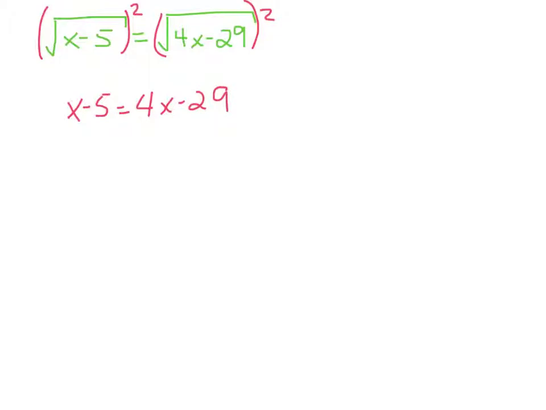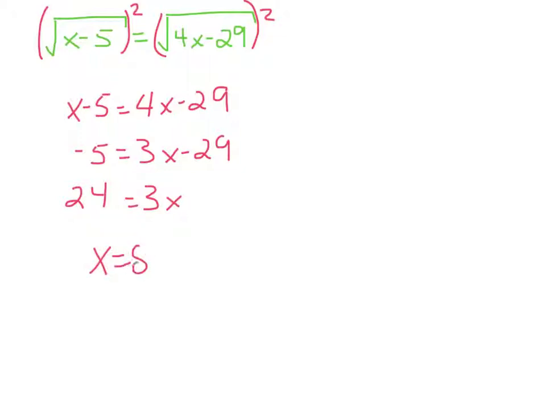We're going to subtract x from both sides. Get negative 5 equals 3x minus 29. Add 29 to both sides and get 3x equaling 24. Divide by 3 and x equals 8.